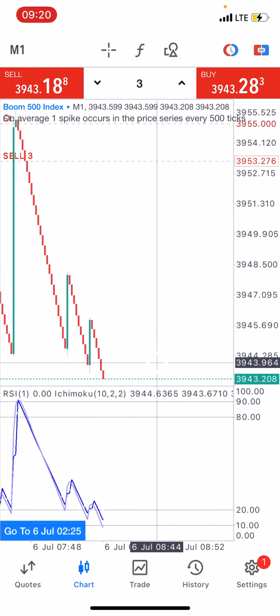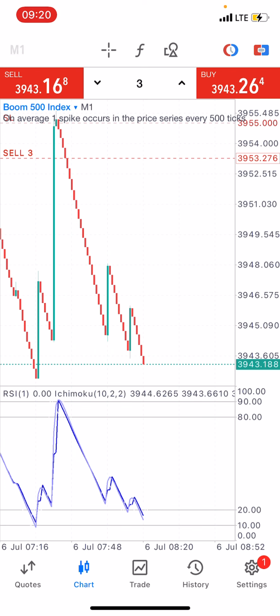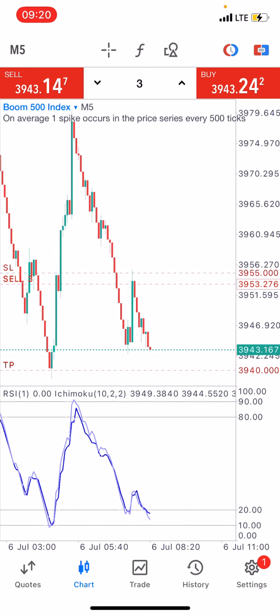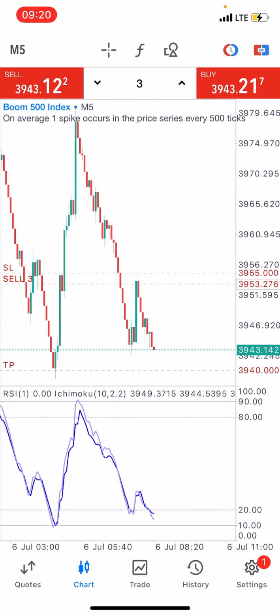So now let me show you how this indicator works. I use the 1 minute time frame on this indicator. But if you're using the higher time frame, you have to be very careful. The higher time frame also is very good because it gives you a much better entry if you're using the 5 minutes.